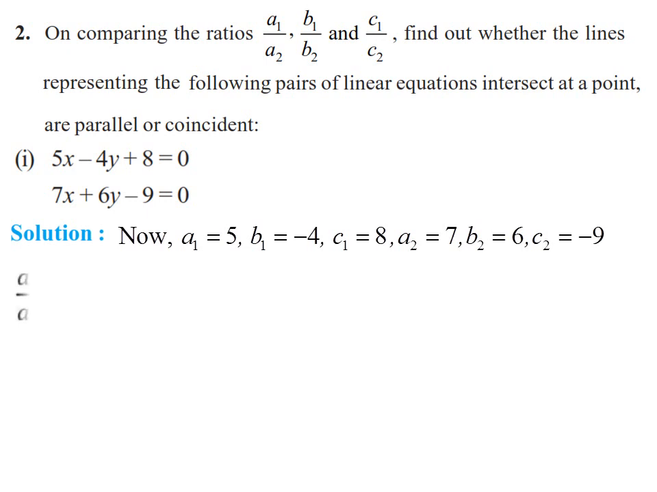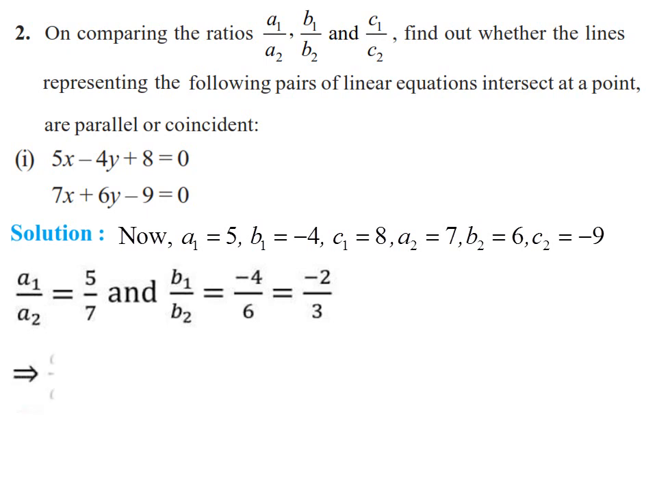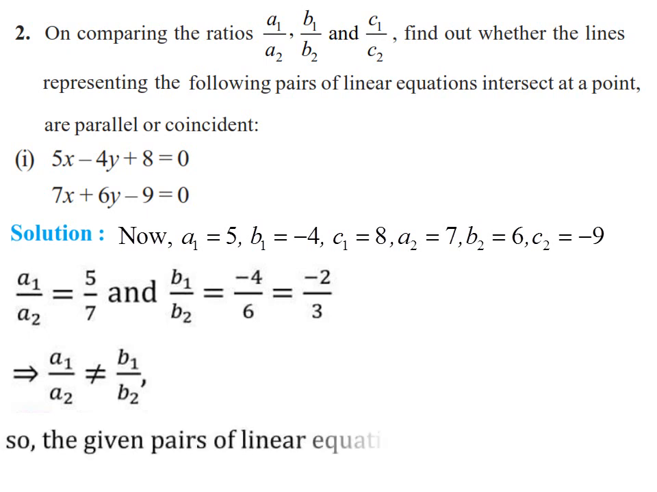So now again calculating a1 by a2, which is equal to 5 by 7, and b1 by b2, which is equal to 4 by 6, which is equal to 2 by 3. So what you have observed here, a1 by a2 is not equal to b1 by b2. So we have this relation. If we get this relation, we can say the given pair of linear equations intersect at a single unique point.